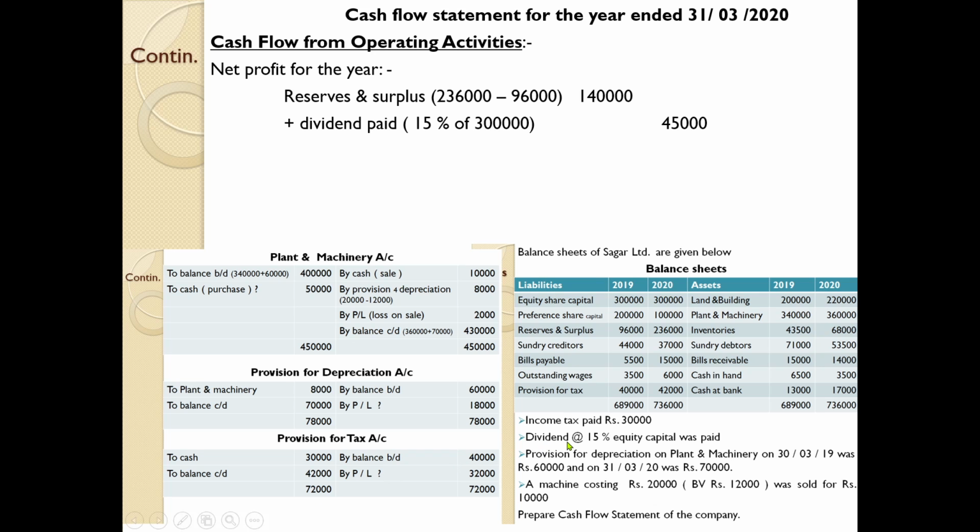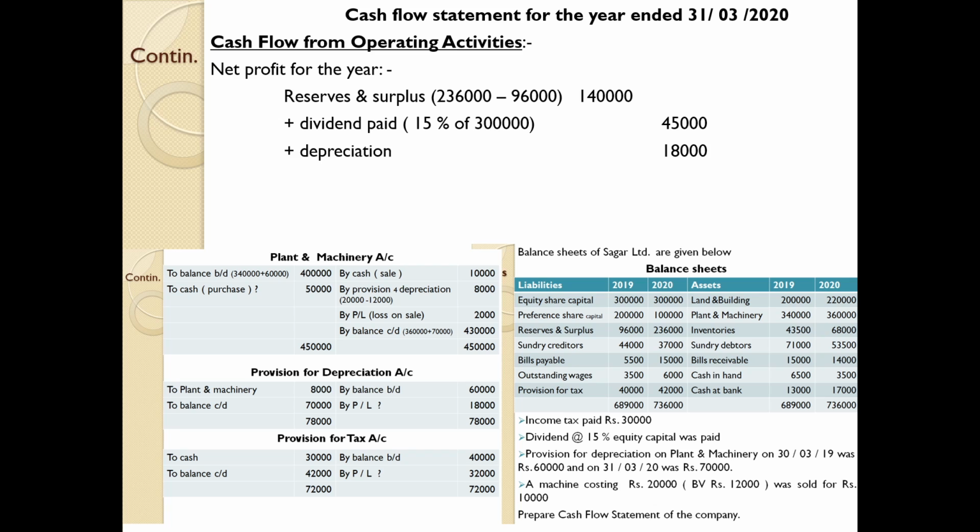We begin with the items given in the adjustment. First one, dividend at 15% on equity capital was paid. So you need to find 15% of the equity capital. The equity capital given is 3 lakhs. 3 lakhs into 15%, you will get 45,000.